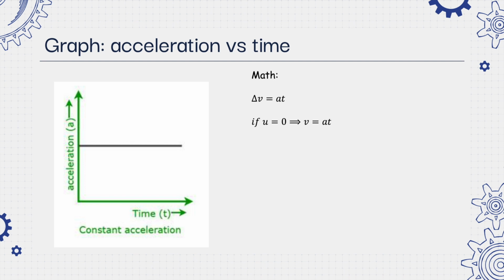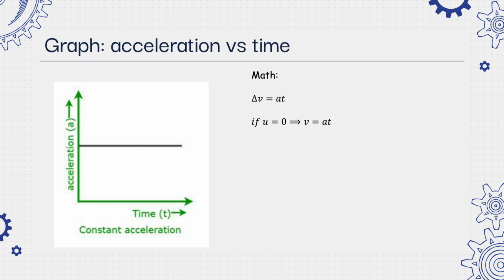The third graph is acceleration versus time. This is the simplest graph, where the acceleration is constant. As you can see in this graph, the acceleration is constant. This means that in the graph of velocity versus time, the velocity is getting greater and greater. The change in velocity equals at. This means, as we said before, a equals the change in velocity divided by t. If u is 0, this implies that v equals at.